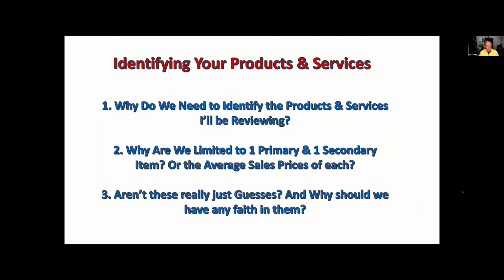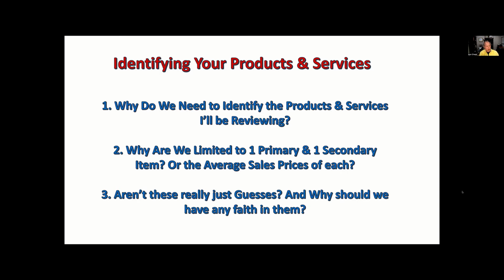Identifying your products and services. So why do we need to identify the products and services you'll be reviewing? Well, first of all, we need numbers on the pro forma. We've got to come up with some sort of number. So we look at the products. Remember we talked about SWAG, scientific wild ass guess. Well, it's a scientific wild ass guess.